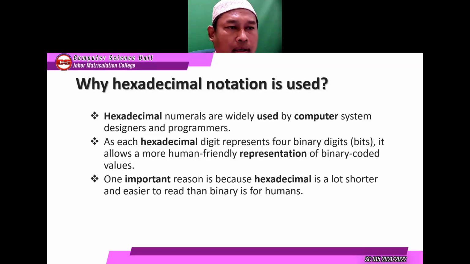Kita ingat lagi, komputer hanya menggunakan binary numbers. Jika komputer represent to binary numbers, it is a long number of binary digits. So to represent hexadecimal is shorter than binary numbers. This is the important reason why hexadecimal is used in computers.